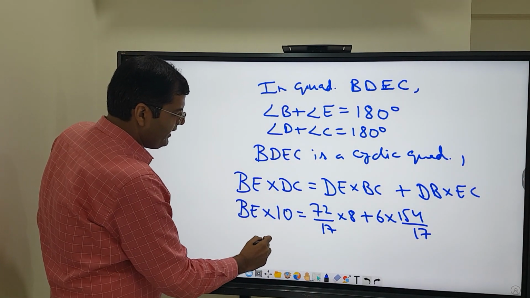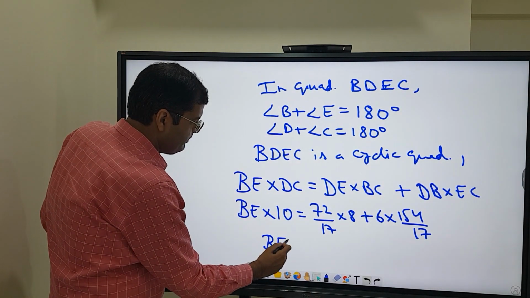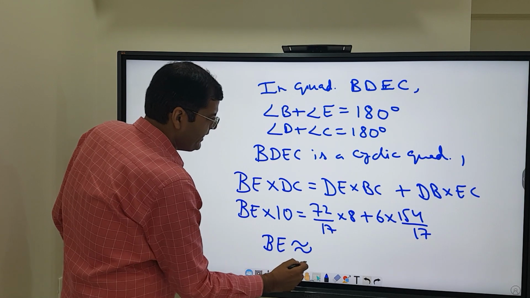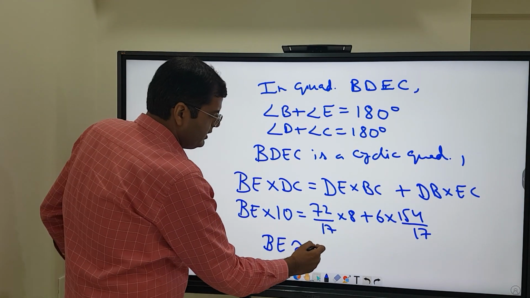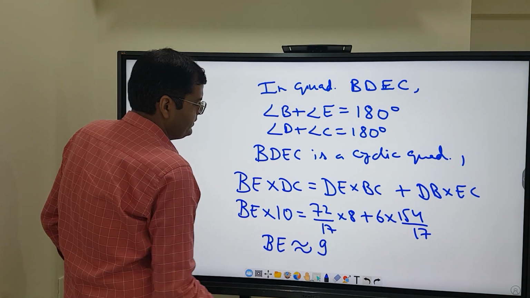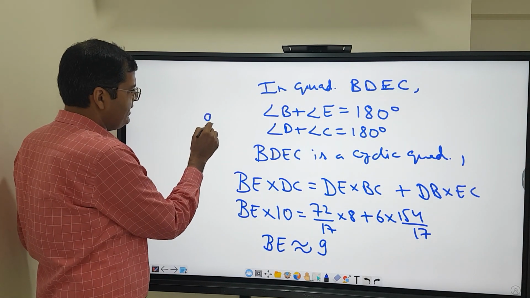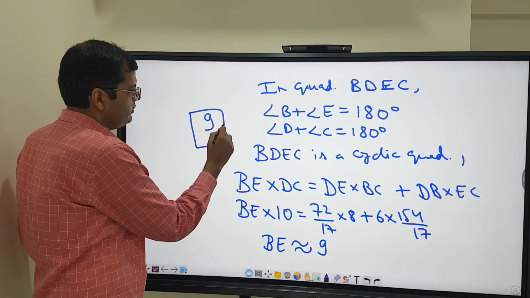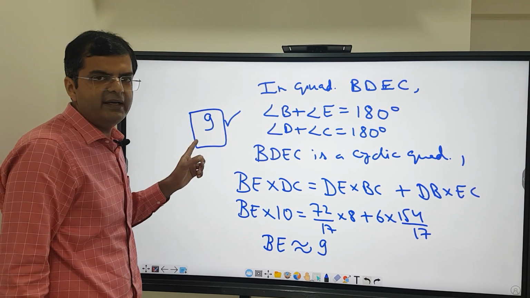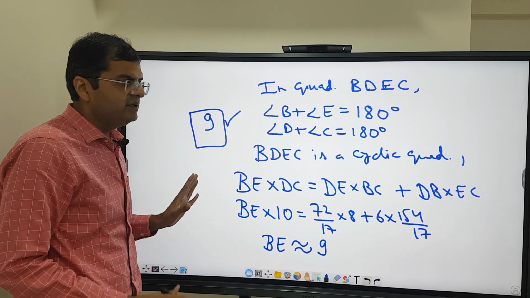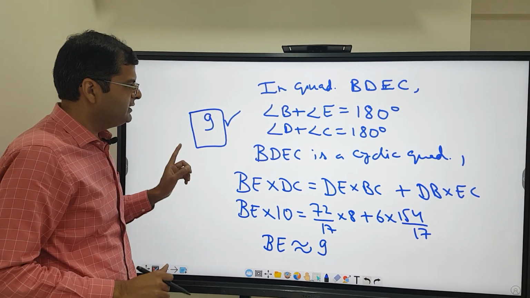If you find out the value through this, BE will be almost 8 point something, close to 9, will be almost equal to 9 after you round off. So BE almost comes out to be 9 after rounding off. So 9 over here is the right answer. Alright, this was quite a complicated question. That's how you do this.